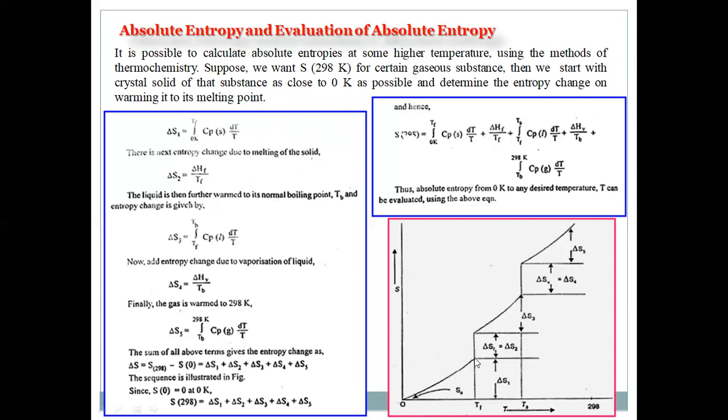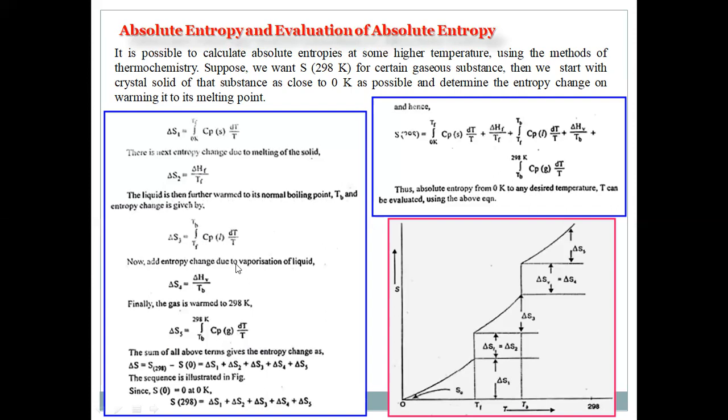At this point, the change in entropy will be given by this expression, whereas at this point, delta S2 will be given by the heat content, delta HF, or heat change at the fusion point, at the temperature TM. Further, the liquid is then warmed to its normal boiling point TB, and the entropy change, delta S3, will be the integration from TF to TB of the molar heat capacity at constant pressure with the change in temperature.